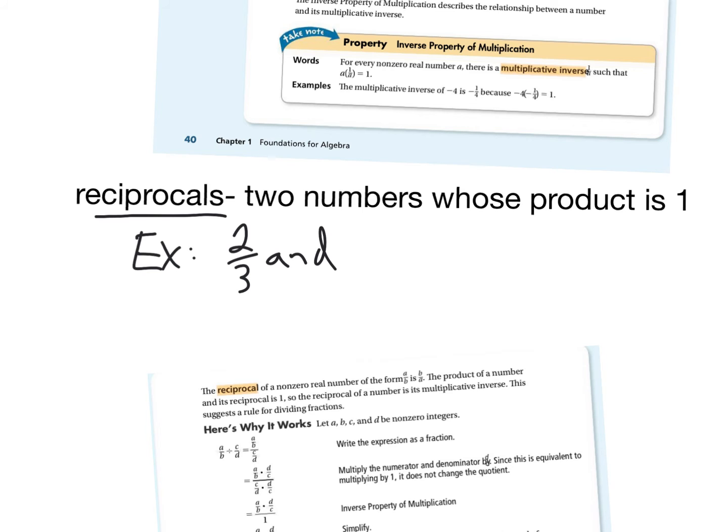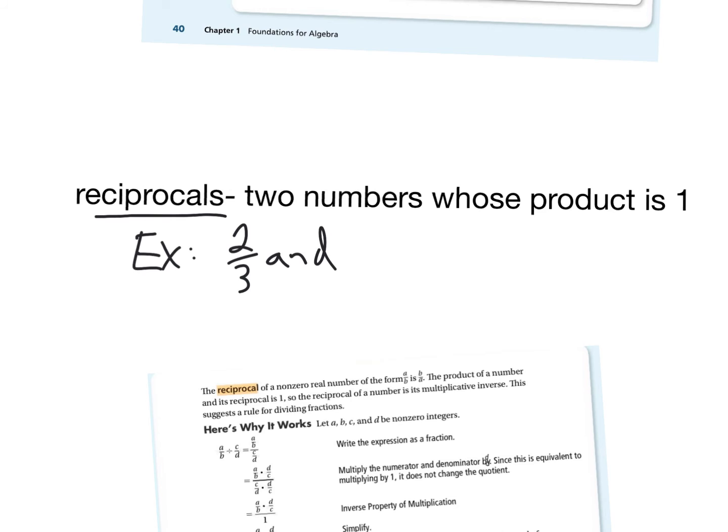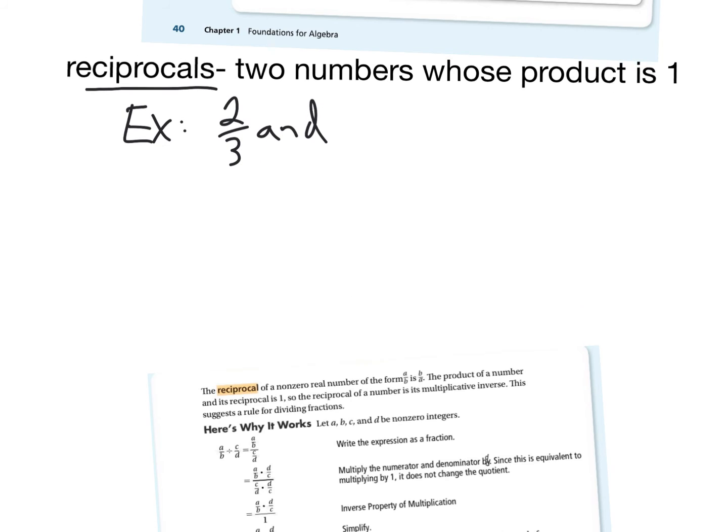So reciprocals, or multiplicative inverses, are 2 numbers whose product is 1. We multiply them together and we get 1. So for example, 2/3, the reciprocal of that would be 3/2. If we multiply 2/3 times 3/2, that would be 6/6, which equals 1.